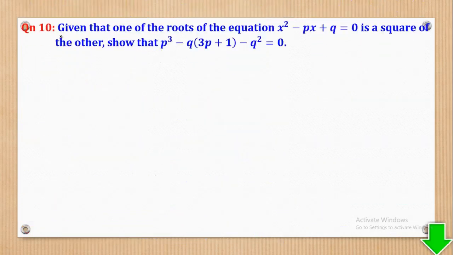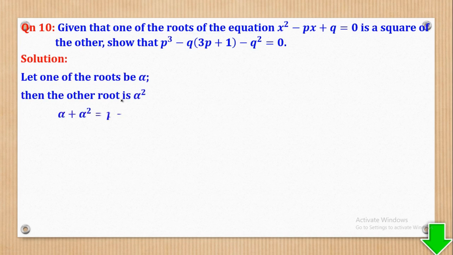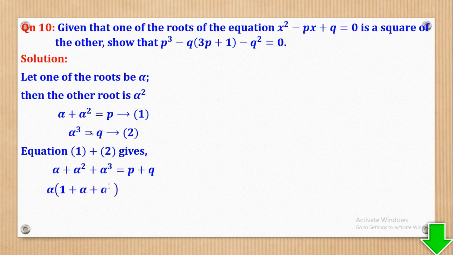So now we shall go to question 10, which says, given that one of the roots of the equation this is a square of the other, show that this is equal to 0. So let one root be alpha, then the other root will be alpha squared. So sum of roots is that, negative of this is positive p, and product of roots is positive of that, which is 2. Like we have done previously, when I add the two equations, I come up with that. Factorize out alpha to come up with that. Then I substitute because alpha plus alpha squared is equal to p, so put p there. Then make alpha the subject, and that is equation 1.